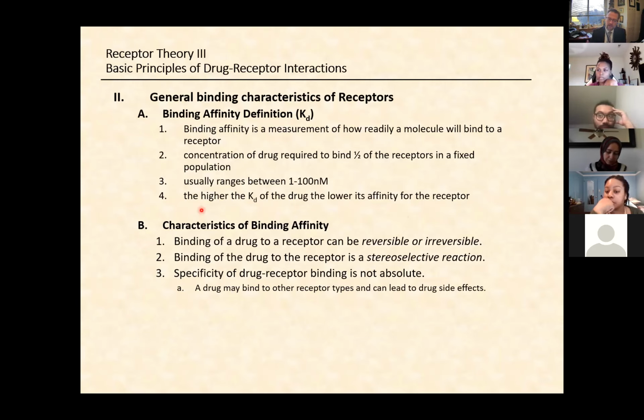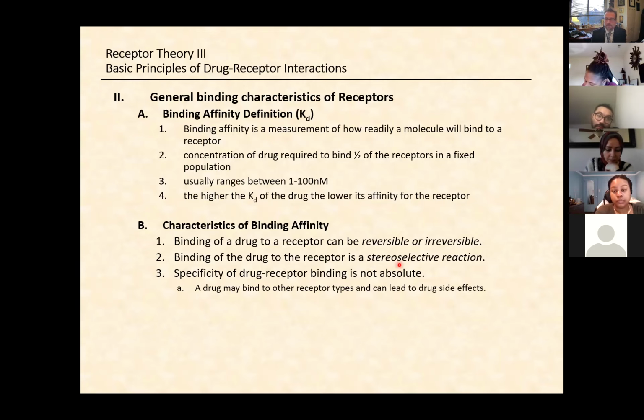Now, binding of a drug molecule to a receptor can be reversible or irreversible. We just talked about that, right? And what determines this? Well, simply the types of chemical bonds that form, right? If we have our electrostatic bonds, like ionic, hydrogen, van der Waals interactions, then the binding is typically reversible. If we have the formation of a covalent bond between the drug molecule or ligand molecule and the receptor, the binding is typically irreversible, okay? Because covalent bonds typically cannot be broken under physiologic conditions, okay?